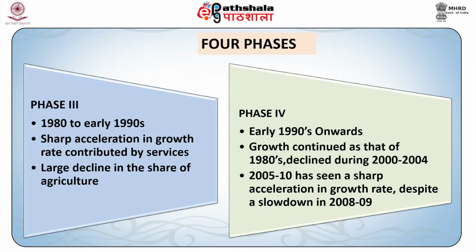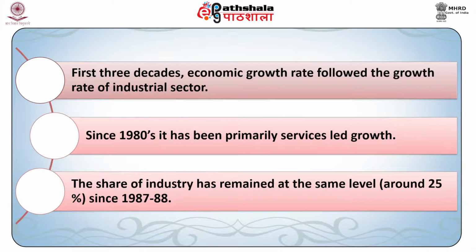Share of agriculture has declined from around 60% to 20%. That of services has increased from 54% to 59% and that of industry has stagnated. Thus, in the first 3 decades, the rate of economic growth followed that of the industrial sector. Since the 1980s, it has been primarily services led.